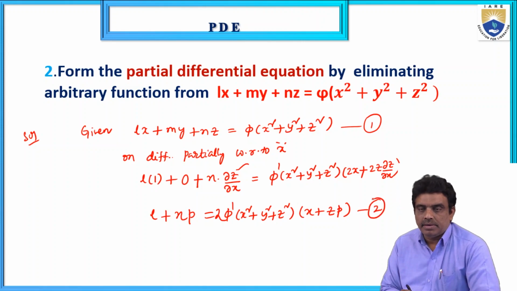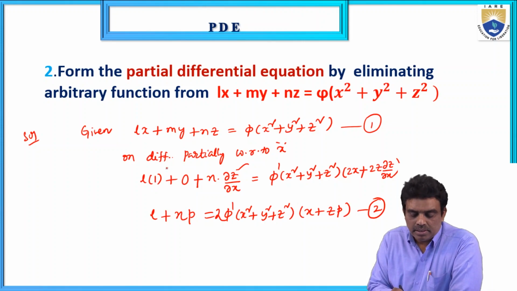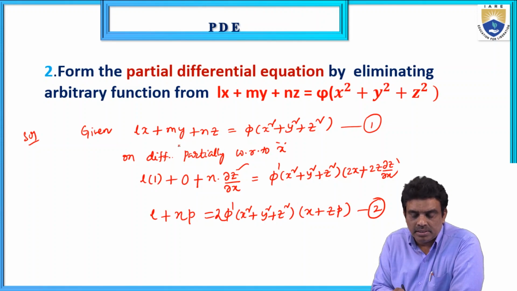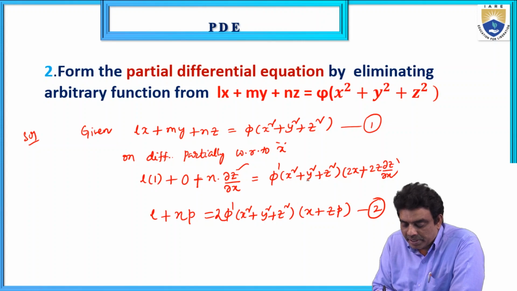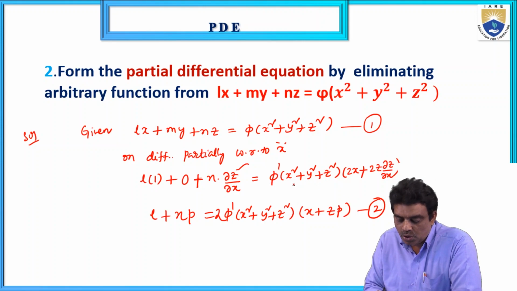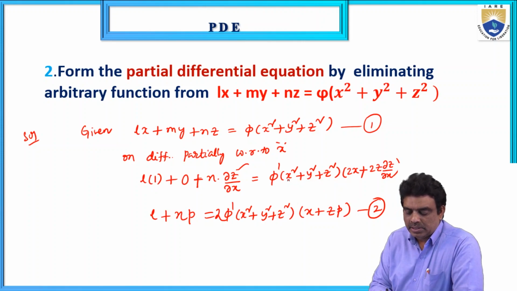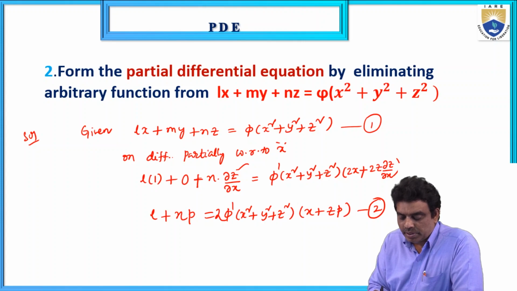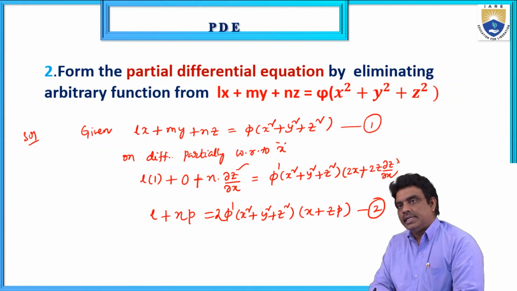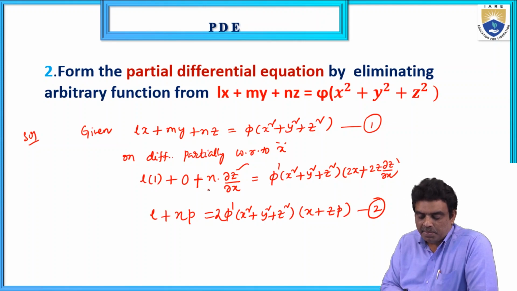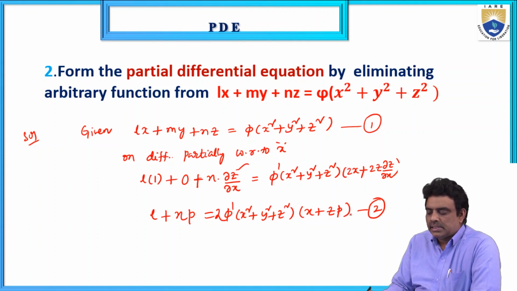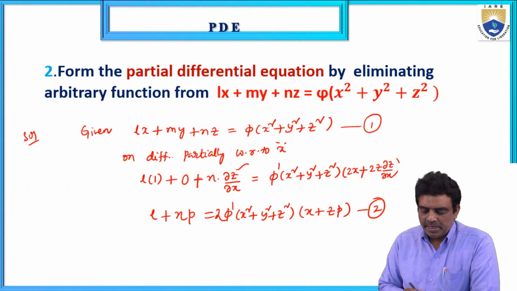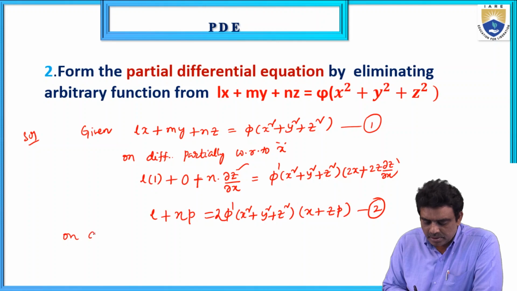So just I will explain once again. L into 1, M is constant. With respect to x, we are differentiating partially, y also treat as constant, the derivative is 0, plus N into dou z by dou x is equal to phi dash of x square plus y square plus z square. So now on taking the differentiation partially with respect to x, x square derivative 2x, y square derivative will be 0, z square is 2z into dou z by dou x. Or L plus NP is equal to 2 common on taking outside, phi dash of this one into x plus z into P, where P is dou z by dou x.